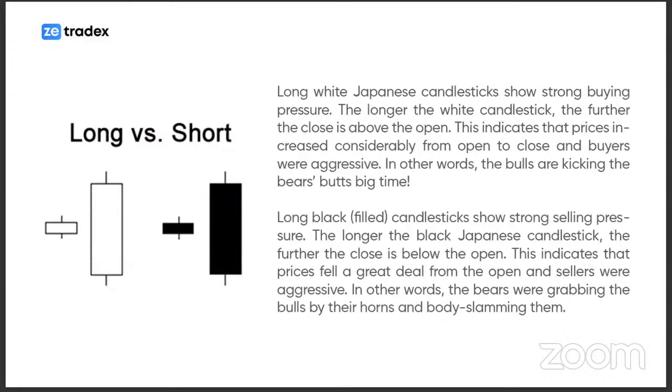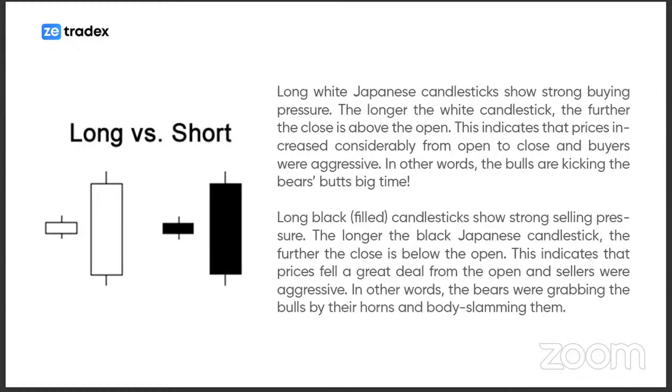All right. So now let's talk about long and short candles. Long white Japanese candles show strong buying momentum or pressure. And of course, the longer the white candle, the further the close is above the open. Now, this indicates that prices increased considerably from open to close, and buyers were aggressive. In other words, you can say the bulls are kicking while the bears are getting beaten big time. For long white candles which have little or no wicks at all, it signifies total buying pressure. This means a lot of clicks on the buy button from traders around the world makes that candle pump up.